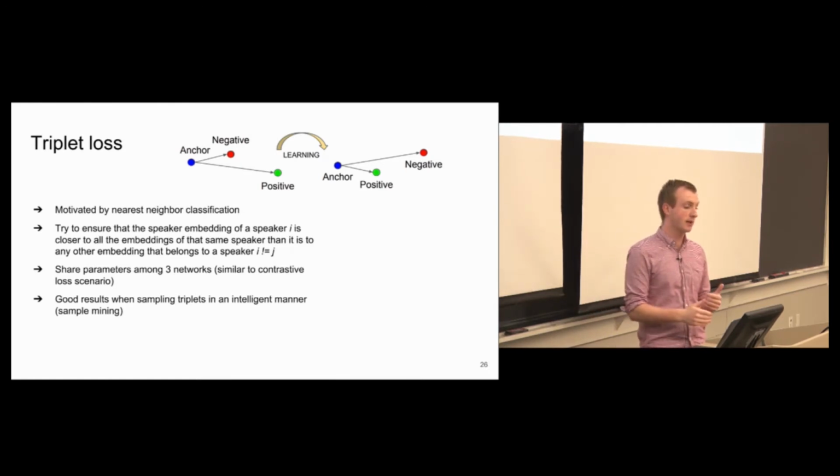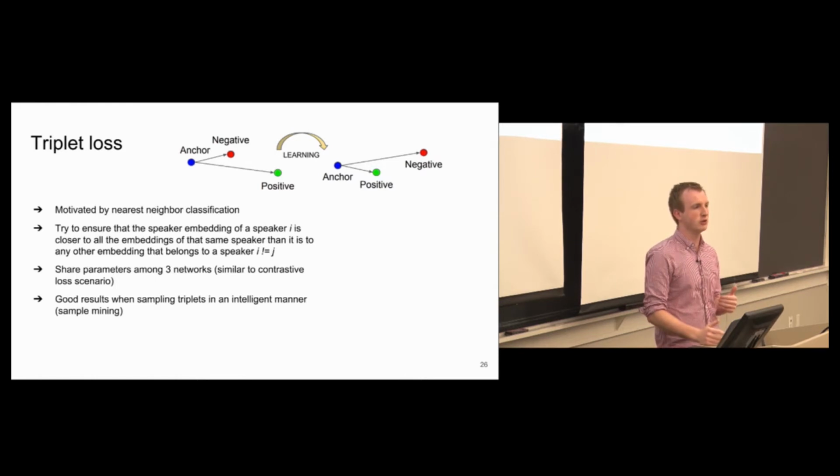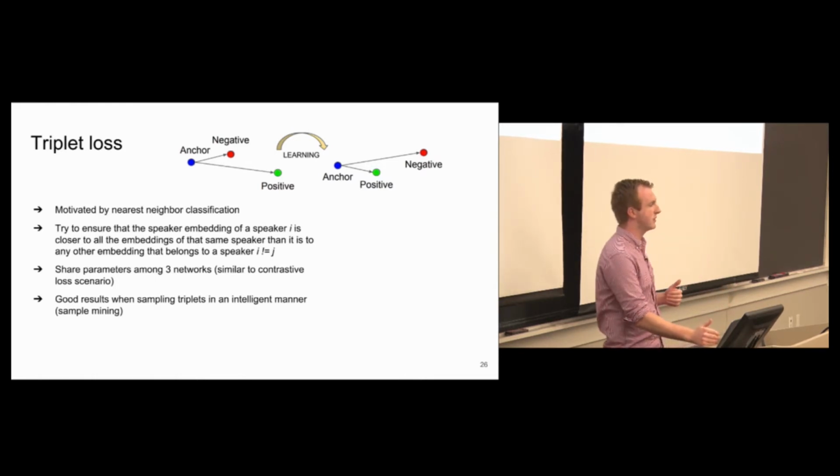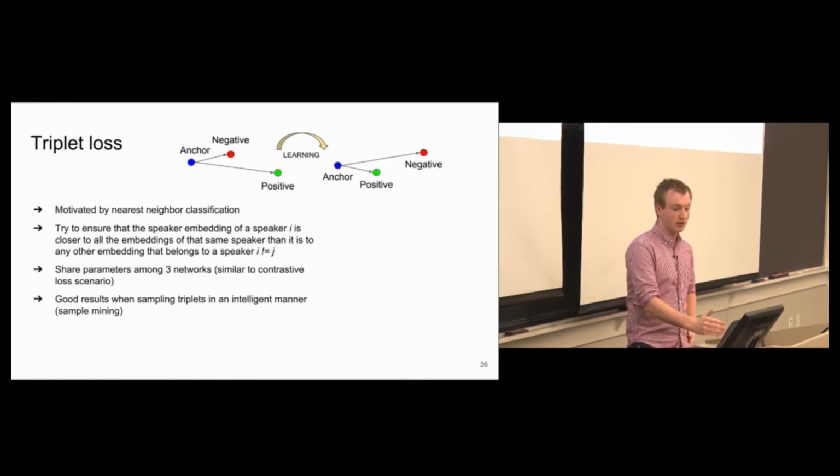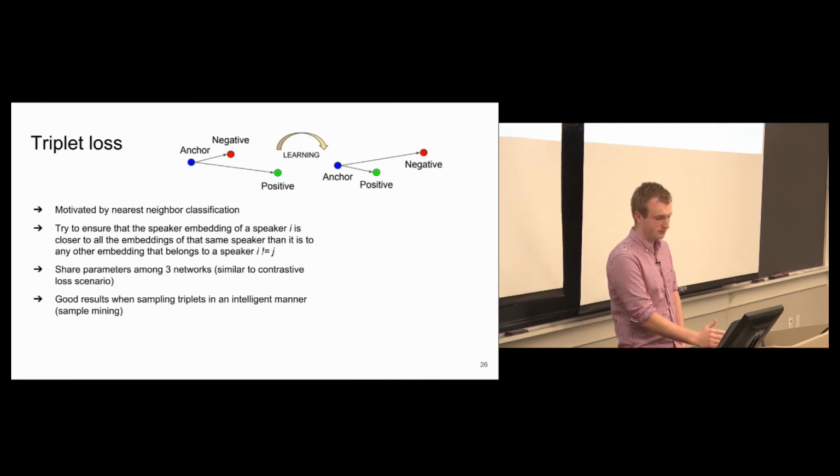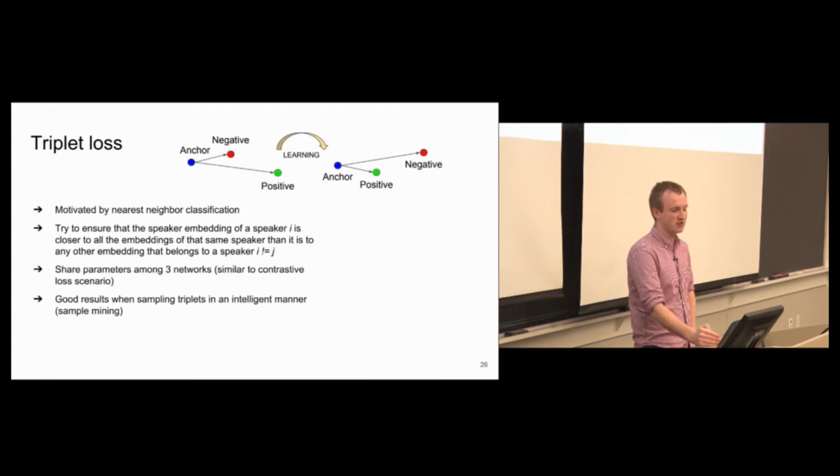Triplet loss ends up working. It's really hard to give empirical results because it depends on what domain you're working in, but triplet loss can work really, really well if you can sample triplets in an intelligent manner. This is called sample mining. A lot of times you can get imbalance and the thing can really fall apart.